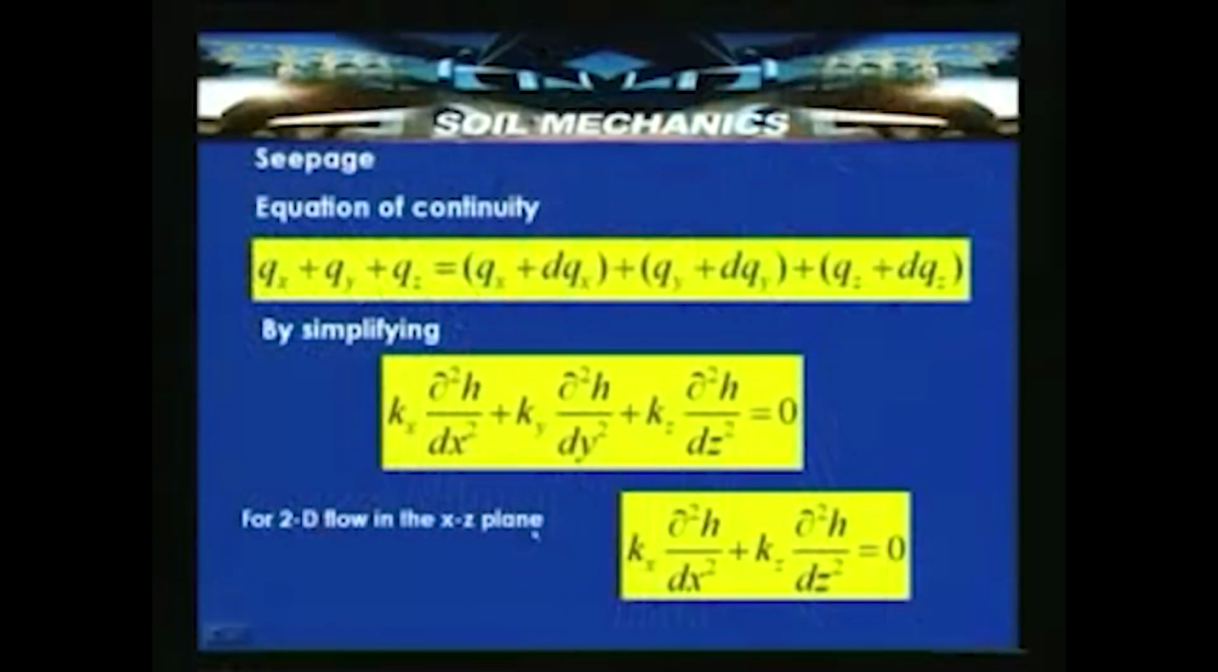So, for such types of flows, 2-dimensional flow in the XZ plane, we can write kx into ∂²h/∂x² plus kz into ∂²h/∂z² is equal to 0.